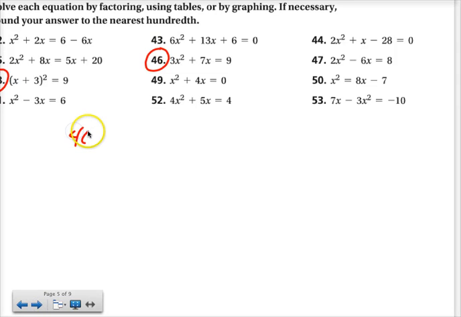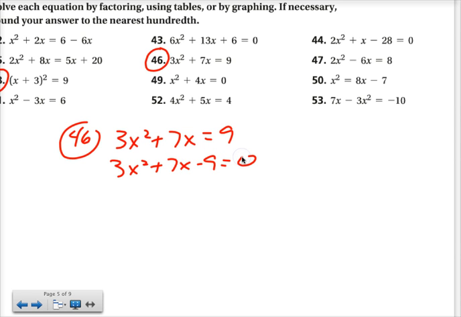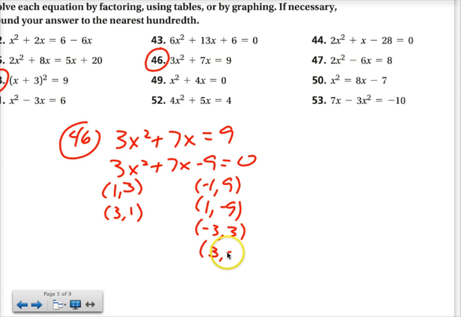46 says we are to solve this by factoring. The first issue is getting that 9 over, so 3x squared plus 7x minus 9 equals 0. We don't have a common monomial factor, so we're going to need to look for that combination. So this is a combo problem that will make this work. And I'm just writing down all the factors that I have here. And then start thinking, okay, outside times outside plus inside times inside has to give me 7 here. And look for that combination that'll make that happen.